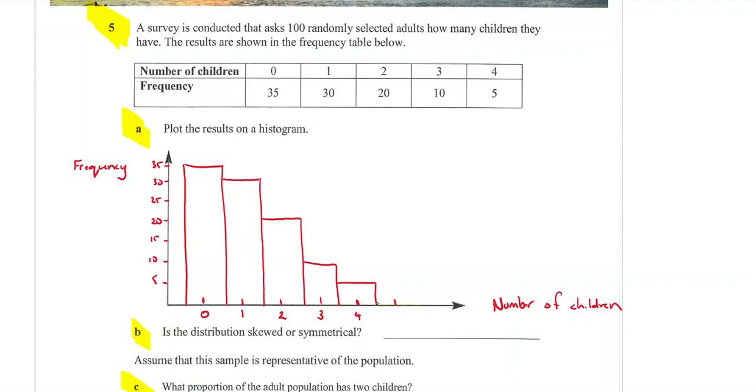Okay, part B. Is the distribution skewed or symmetrical? Skewed. So to be symmetrical, it needs to be something like this, where you could draw a line down the middle and it would be exactly the same on either side. That's symmetrical data. Anywhere where your data has most of the scores happening at one side, that is skewed. So this is definitely skewed.